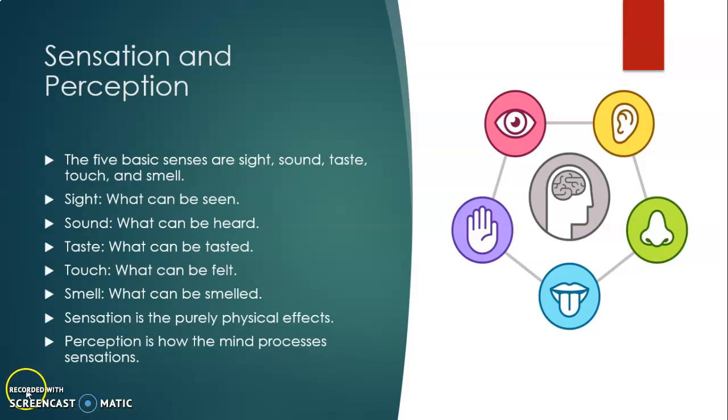Sensation is all of those as a physical effect, and perception, on the other hand, is how the mind processes those sensations. For example, if you hear a melody, that's a sensation. If it's a beautiful melody, that's a perception. It's how you process that song.